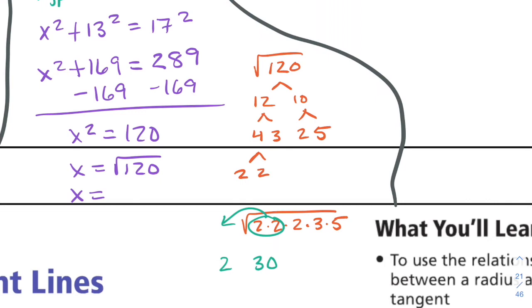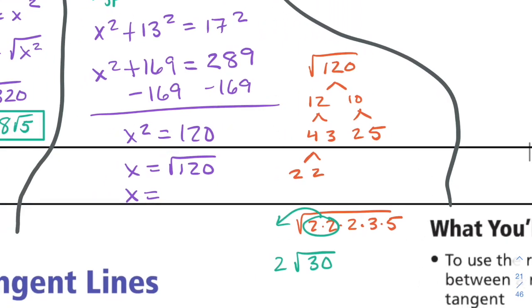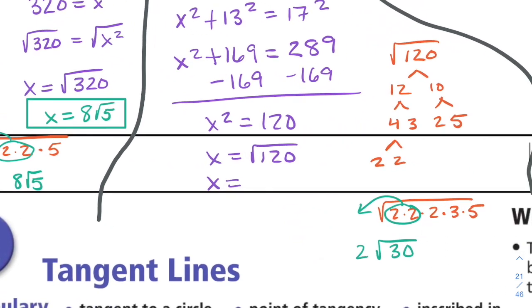2 times 3 is 6. 6 times 5 is 30. So I believe we get x equals 2 square root of 30.